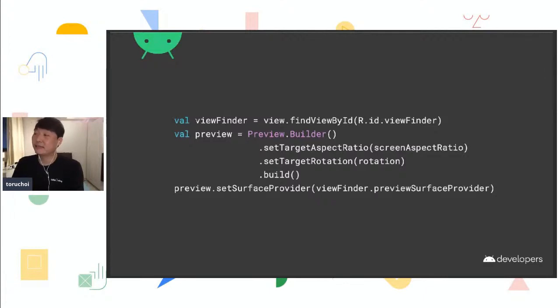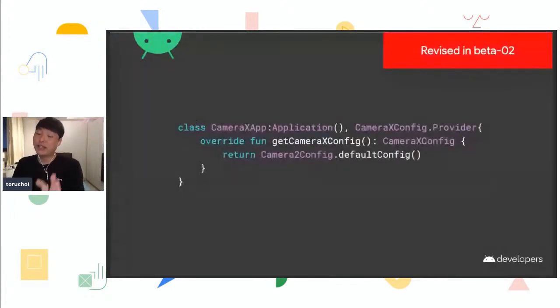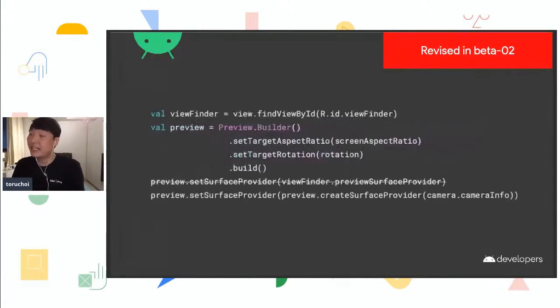But it has been changed since beta 2. Before configuring the preview view, we should configure some things in the application instance like that, and also implement the CameraXConfig.Provider and implement this function like that.